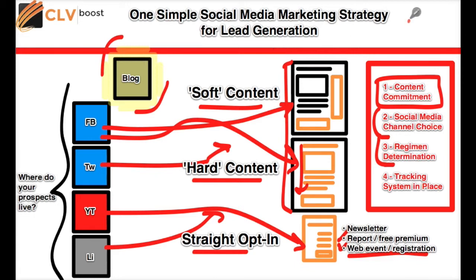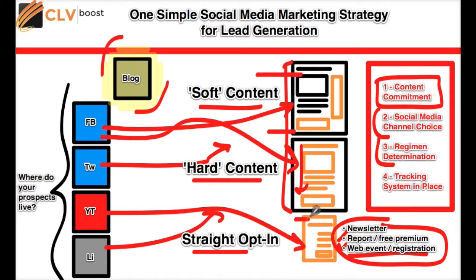So determining your regimen means which opt-in opportunities are you going to build down here? Is it all going to be newsletters, free guides, etc.? And how often are you going to be driving from each social channel to which kind of content? So long as you are consistently driving traffic to either of these, hard or soft content, or directly to an opt-in, and so long as that's a legitimate regimen, you will consistently garner leads from social media, particularly if you can get yourself a little bit of a kickstart early on.